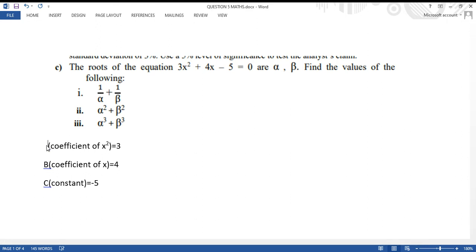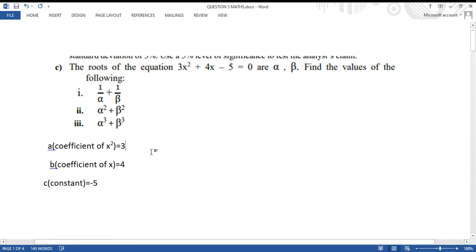Before I proceed, any questions or queries? Because remember, the format of a quadratic equation is ax squared plus bx plus c. So, in order for us to obtain our roots, which are the identities alpha plus beta and alpha times beta, we need first to get the coefficient of x squared, the coefficient of x, and the constant.